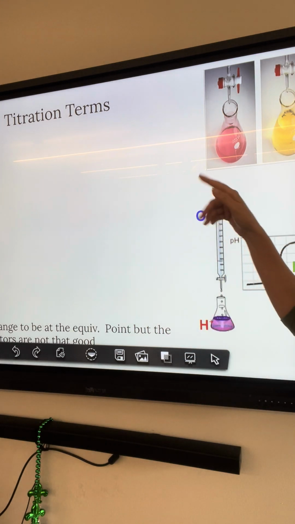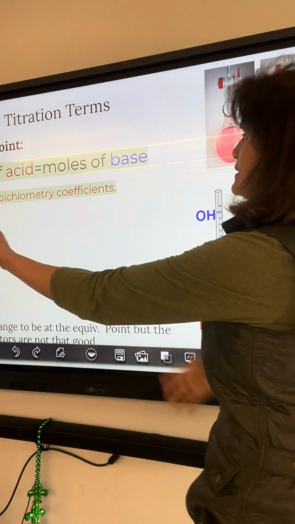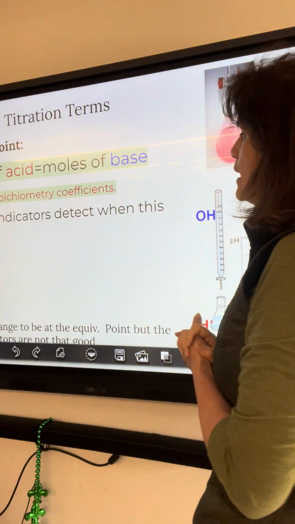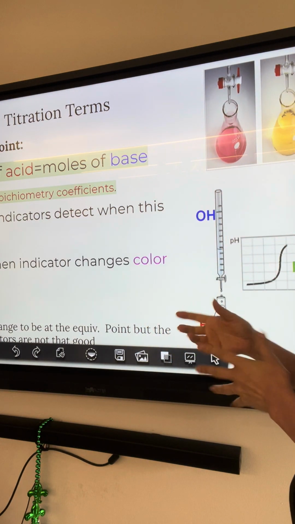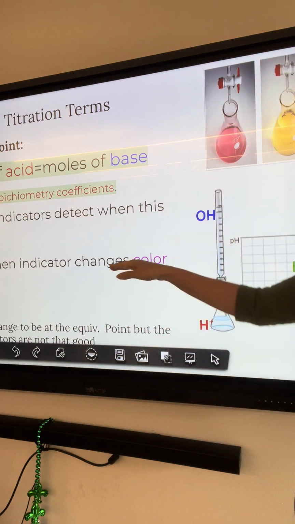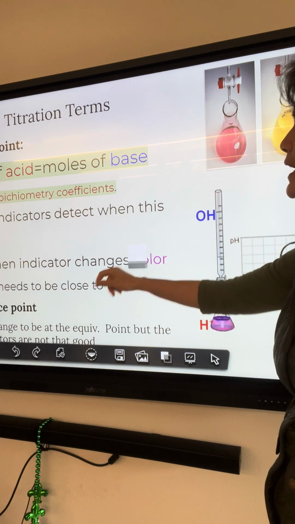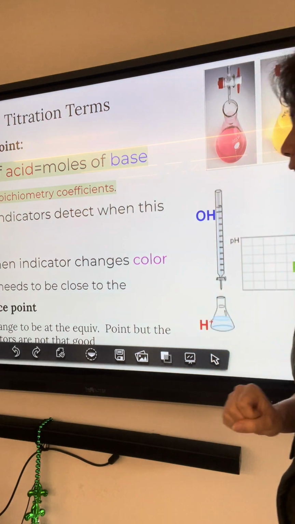Now, titration terms. We have equivalence point is when the moles of the acid equals the moles of the base, whichever one is the titrant and analyte. And then we also have pH meters. We use pH meters to, if we want to just calculate the pH, we can use a pH meter. But we can also do it with the endpoint, if the indicator changes color. Please do not confuse endpoint with equivalence point. We want them to be close, but they don't have to be the same.